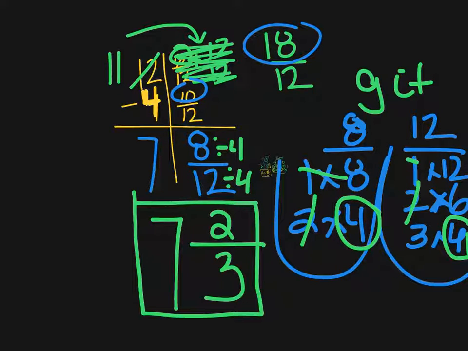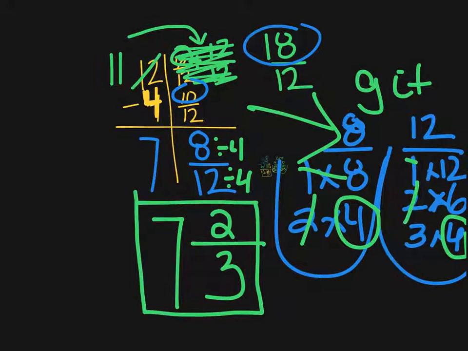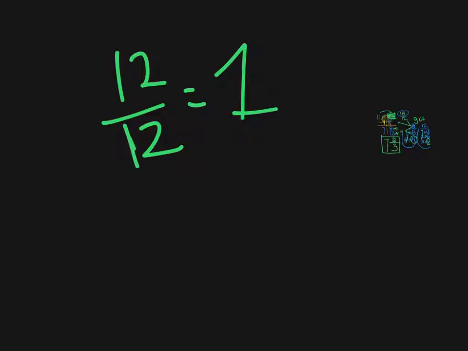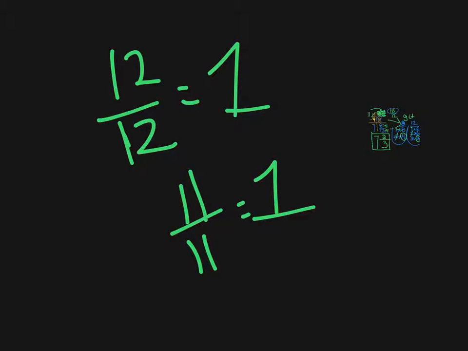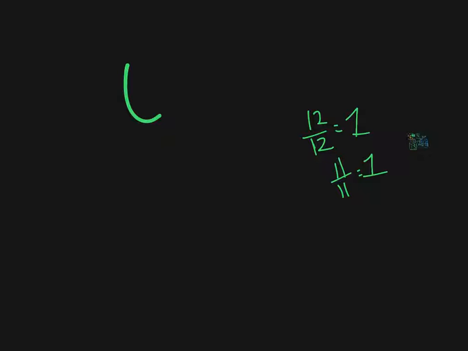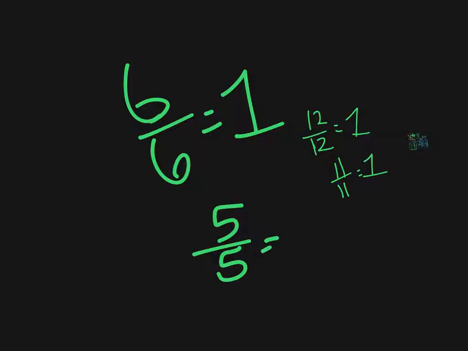Simple, right? Don't forget this step, people. You have to be able to do this step. Your problem will be wrong without reducing. And the regrouping part, right? I used 12 twelfths. Why did I use 12 twelfths? Well, we know that 12 twelfths equals a whole number. 11 elevenths equals a whole number. 6 over 6 equals a whole number. I can keep going all day. 5 over 5 equals a whole number.